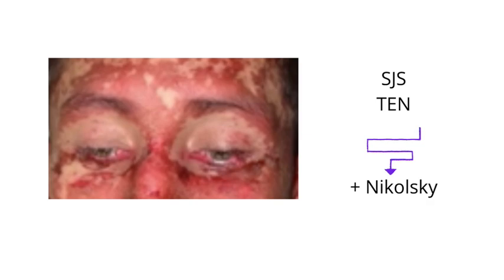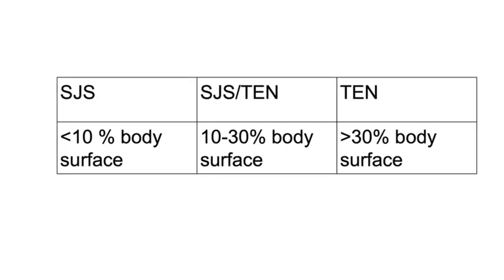This is positive in patients with Stevens-Johnson syndrome or TEN. These conditions are precipitated by the use of drugs. So we can distinguish them by the percent of body surface that's affected. So less than 10%, that's Stevens-Johnson syndrome. 10 to 30%, that's a mix. And greater than 30%, that is TEN. It's very important to note that these patients require aggressive fluid support and wound care in their management.